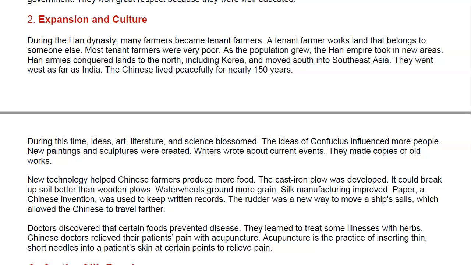Doctors discovered that certain foods prevent disease. They learned to treat some illnesses with herbs. Chinese doctors relieved their patients' pain with acupuncture. Acupuncture is a practice of inserting thin, short needles into a patient's skin at certain points to relieve pain.